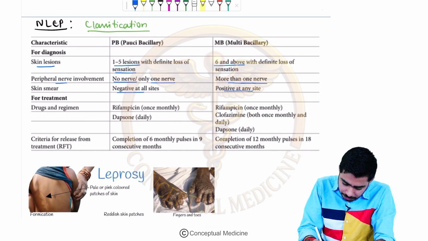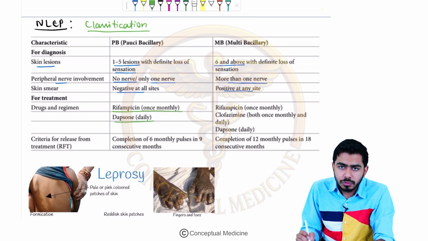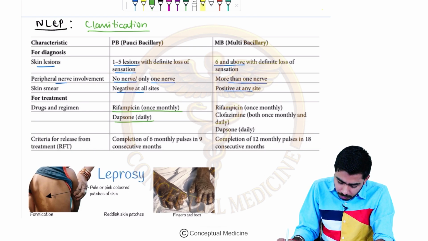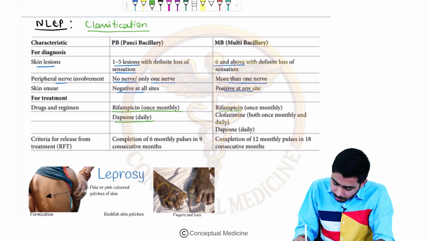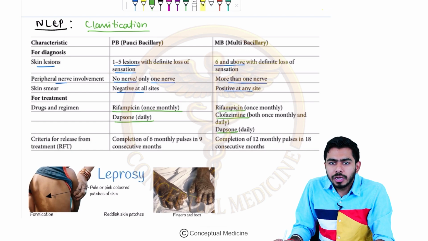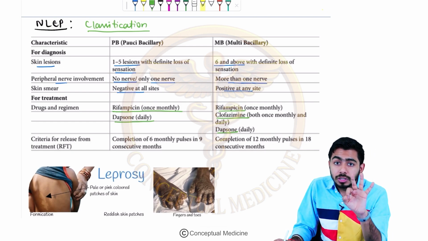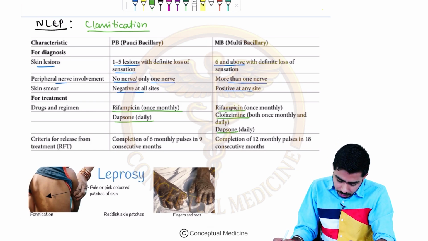For the treatment purpose, we are using Rifampicin, Dapsone, and Clofazimine as well. But for the Paucibacillary cases, we are using Rifampicin and Dapsone, and for the multibacillary cases, we are using Rifampicin, Dapsone, as well as Clofazimine, that is the addition as compared to Paucibacillary, right? So in multibacillary, we are talking about 3 drugs. In Paucibacillary, we are talking about 2 drugs only, right? So please be very clear with that.